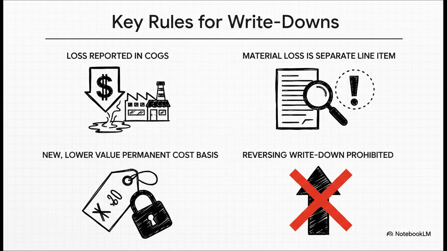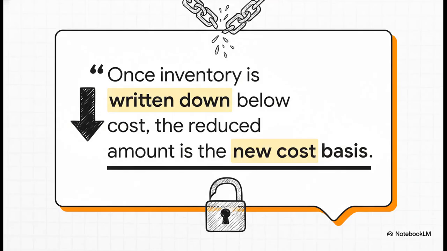That decision is final. This quote just hammers home that critical point. A write-down isn't some temporary adjustment. It permanently resets that inventory's value on the books. There is no going back.